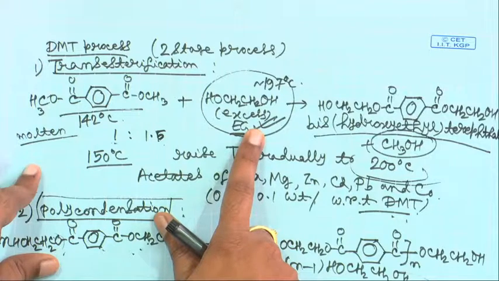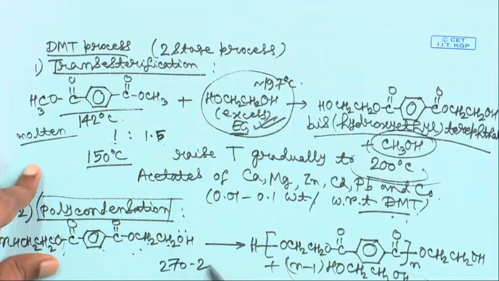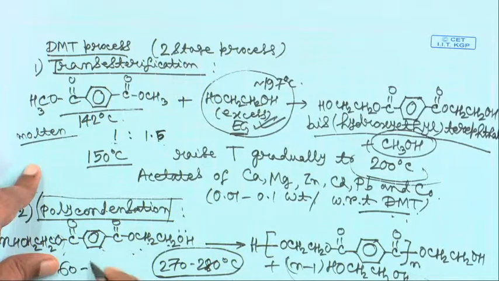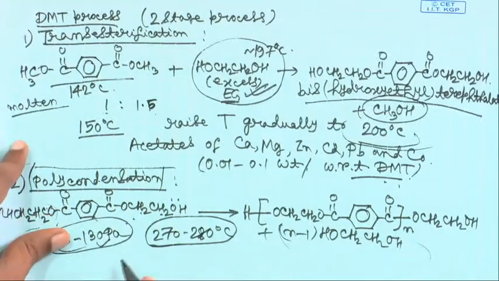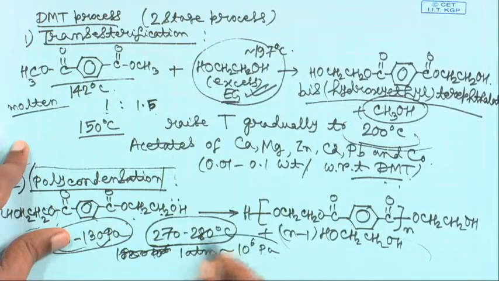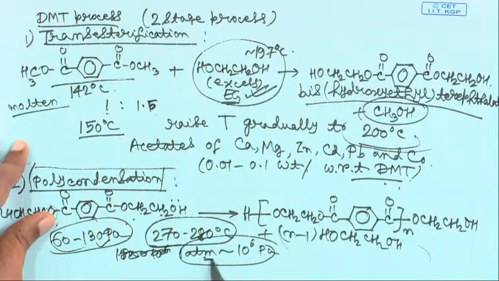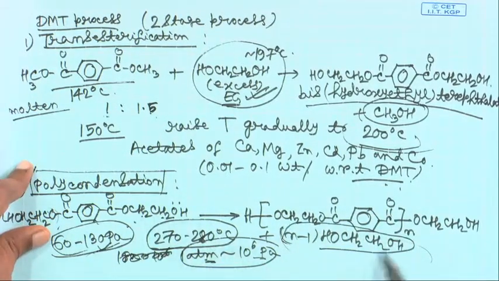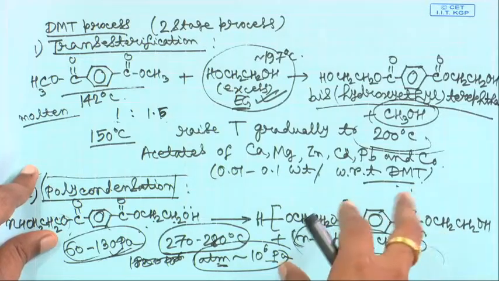Afterwards, you further increase the temperature to around 270 to 280 degrees Celsius, and you apply a reduced pressure, that means you apply vacuum to the system. So, it is basically 60 to 130 Pascal, that is the pressure that you have here. Actually, 1 atmosphere is close to 10 to the power 6 Pascal. So, you have some idea how much you have to reduce the pressure. Under this condition also ethylene glycol is being generated in the system, which you have to continuously distill off, and you can use, of course, a catalyst to accelerate this reaction.